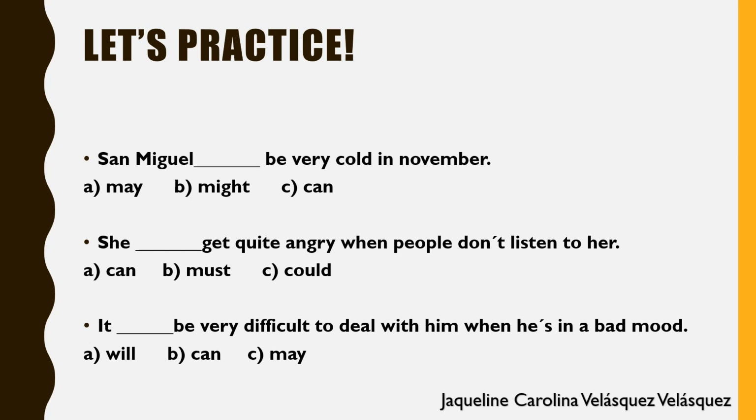As you can see, I have 4 examples. The first example says, San Miguel can be very cool in November. The second example says, she gets quite angry when people don't listen to her. The third example says, it can be very difficult to deal with him when he is in a bad mood. For each one, you have to decide if it expresses a general possibility or a specific possibility. Pause the video and think about your answers.